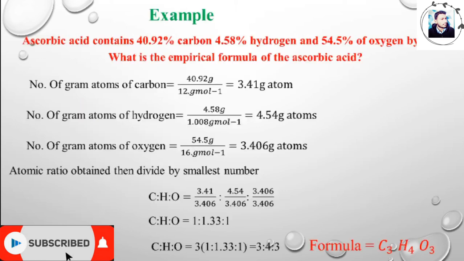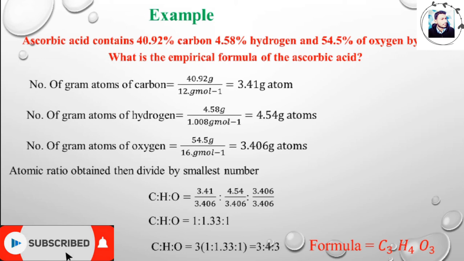Now we discuss an example of ascorbic acid. Ascorbic acid contains 40.92% of carbon, 4.58% of hydrogen and 54.5% of oxygen by mass. What is the empirical formula of ascorbic acid?